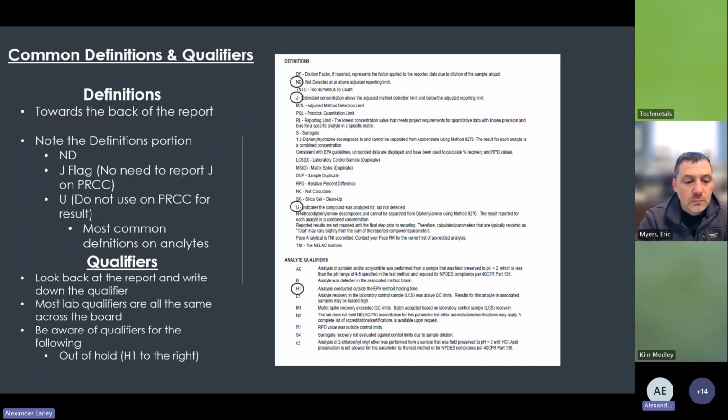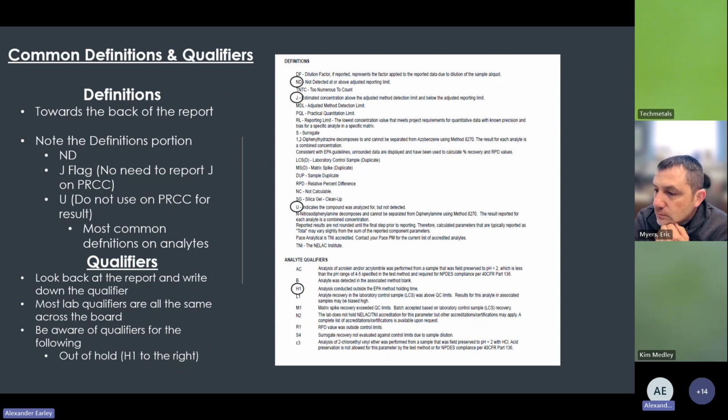So in some of the lab reports, they'll actually include this in your lab report and off to the side. I kind of circled the most common ones that you will see. So ND, obviously non-detect. And the J flag, for those who don't know what a J flag is, that is a number that is in between your MDL and your reporting limit. So essentially, it's an accurate number. They just put a J flag on it just to say that it's in between those two numbers.